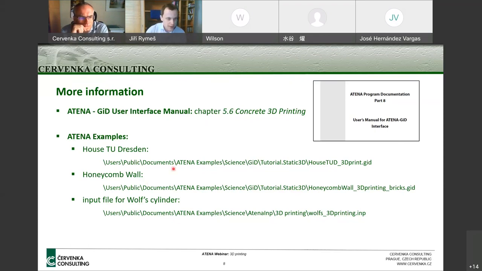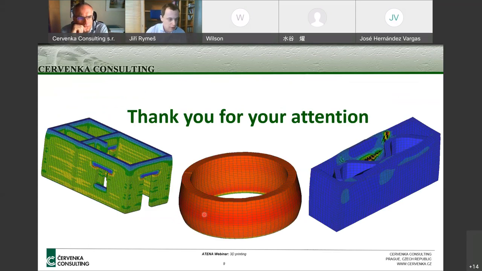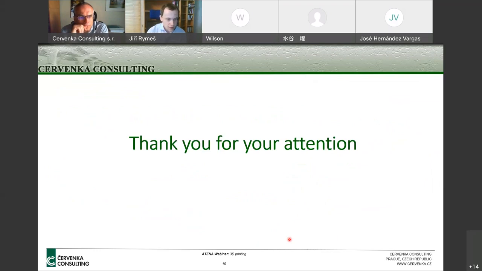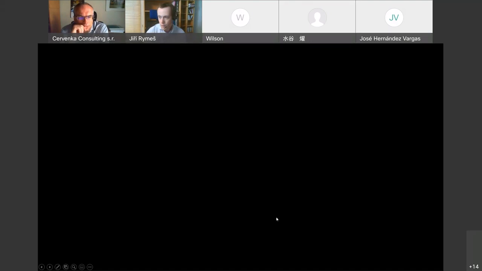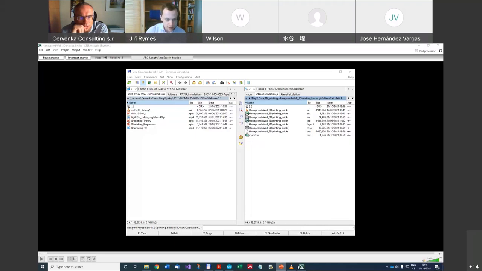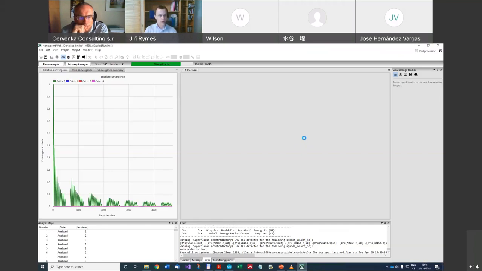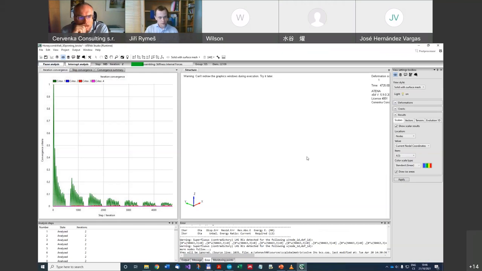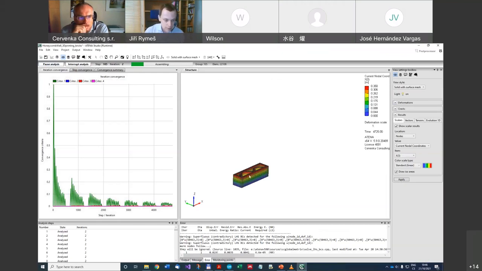So that will be it from the slides, and actually those are these three examples which you can find in your installation. These three structures you can model. So thank you for your attention for now, and let's see how the printing goes, how the solution goes, how far we get, if the structure is already collapsing or not.